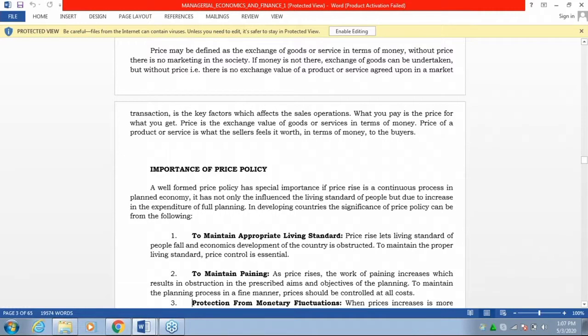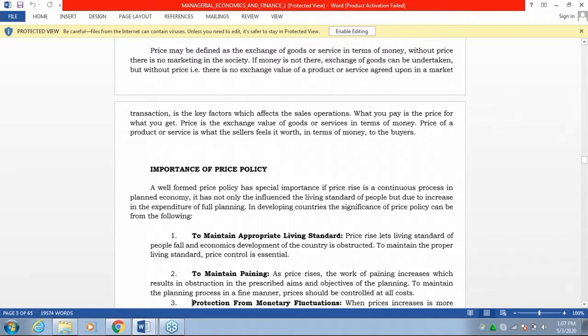And at the same time, to maintain the plan. As the price rises, the cost of the plan increases, which results in obstruction in the prescribed aims and objectives of the planning. So to maintain the planning process in a fine manner, the price should be controlled at all costs. The next is the protection from the monetary fluctuations.